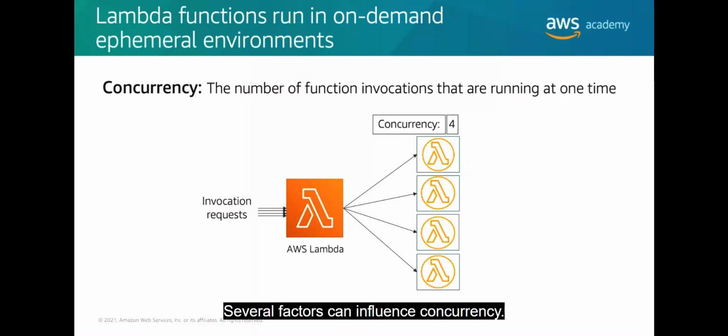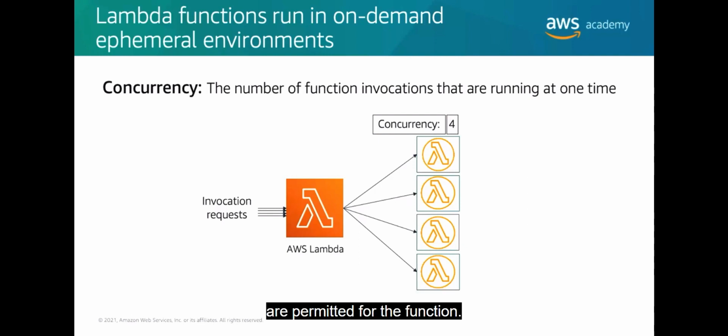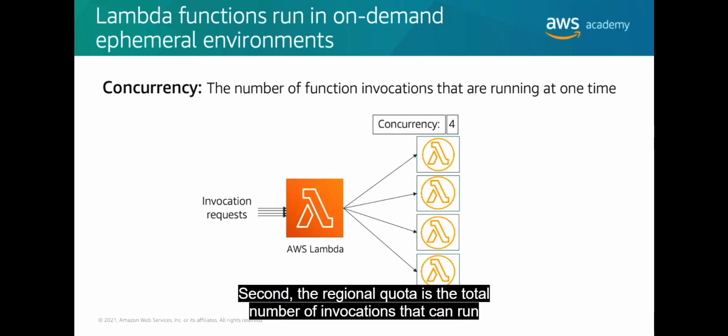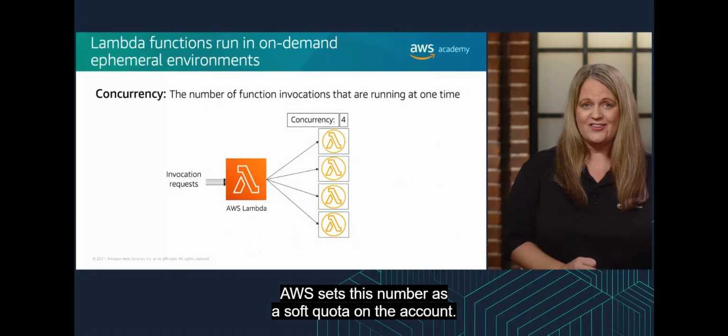Several factors can influence concurrency. First, reserved concurrency on a function is an optional value per function that reserves a subset of the regional quota for the function. This value also establishes the maximum concurrent instances that are permitted for the function. Second, the regional quota is the total number of invocations that can run concurrently across all Lambda functions within an account by region. AWS sets this number as a soft quota on the account.